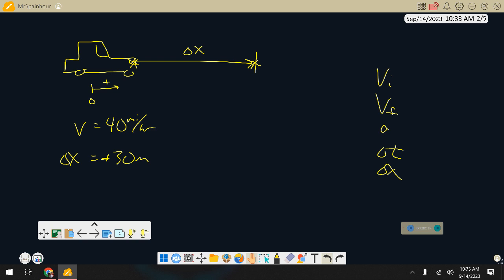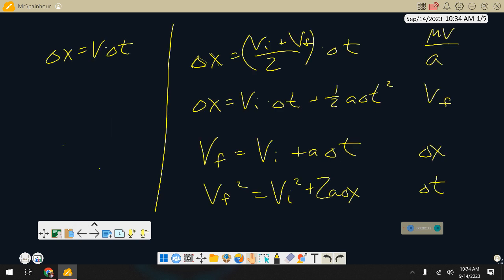That's what's given. That's all that's given. What are we trying to find? Which is? Delta t. Since it's not accelerating, we only got one option. Good, we'll use that guy.